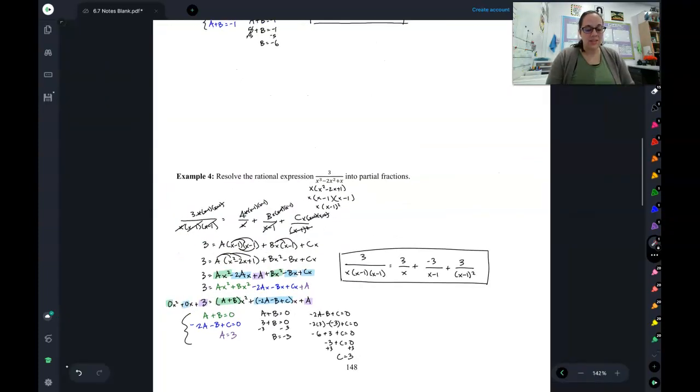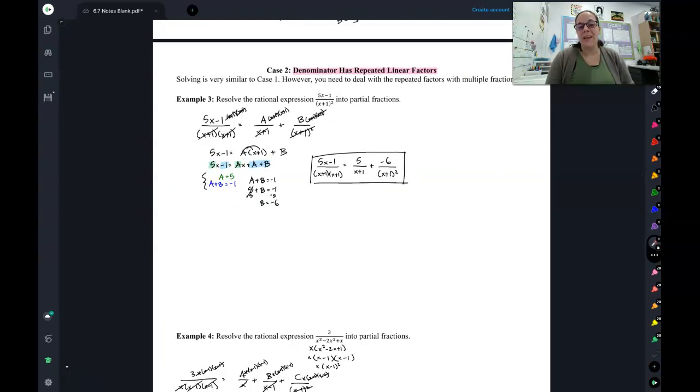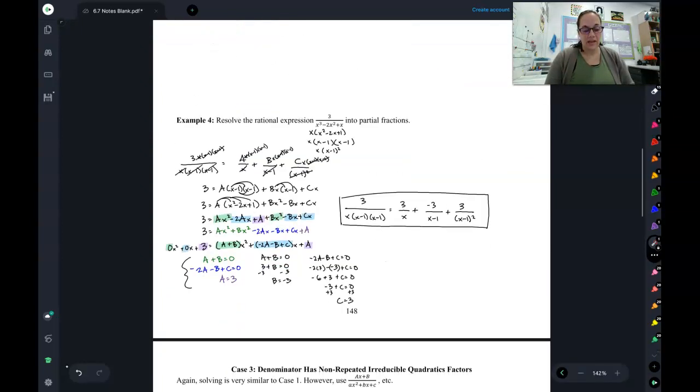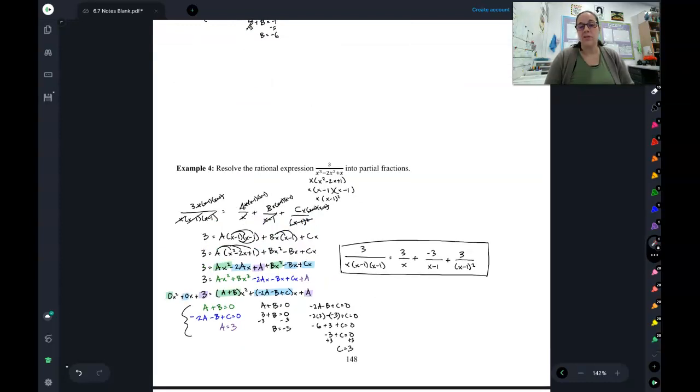So that is our second case where we have repeated linear factors. In the next video, we're going to do case number 3, which is a little different than anything else we've done so far this lesson.